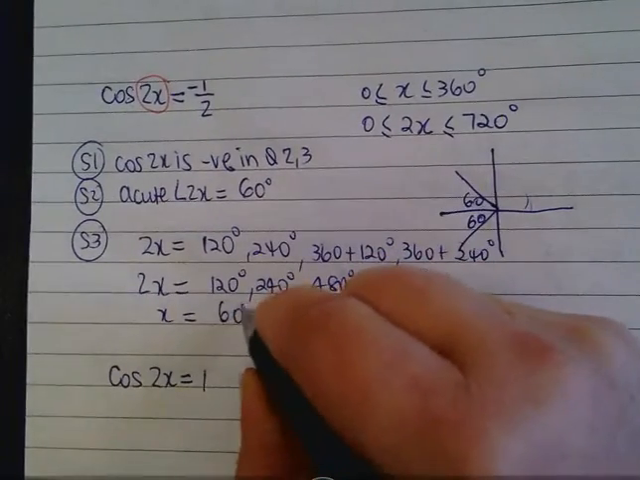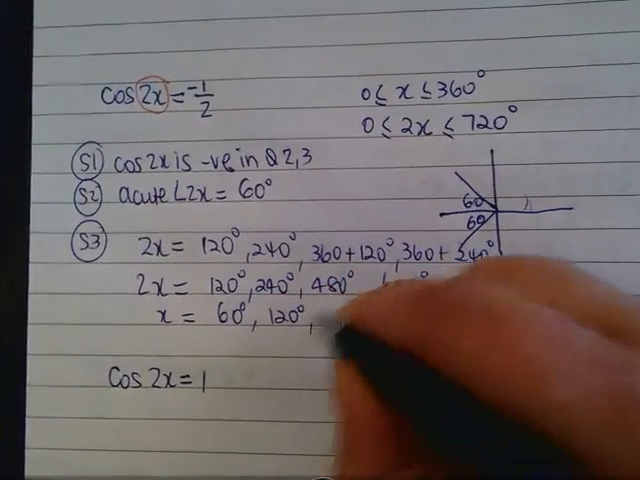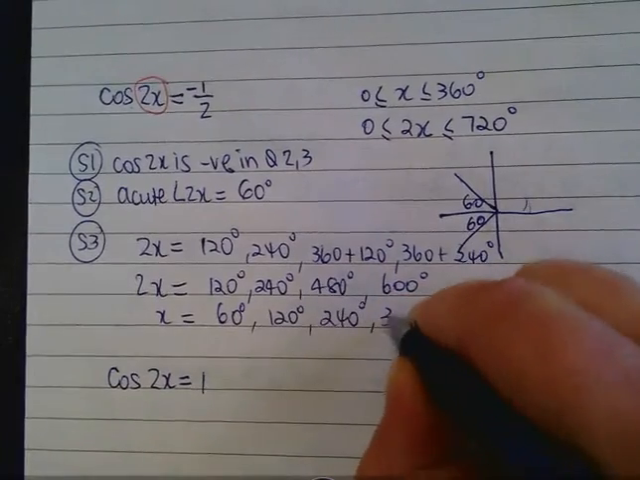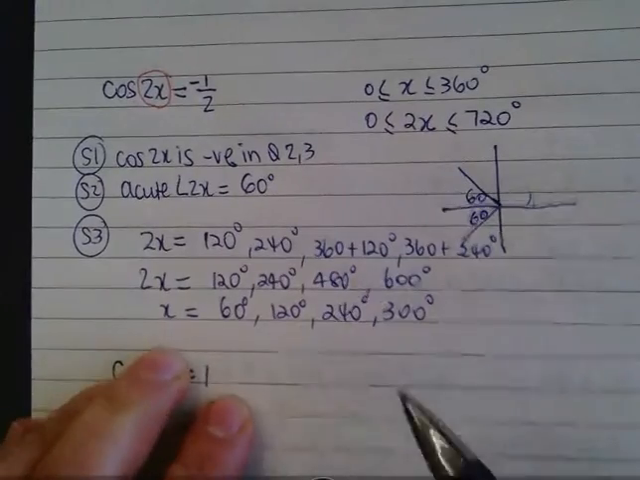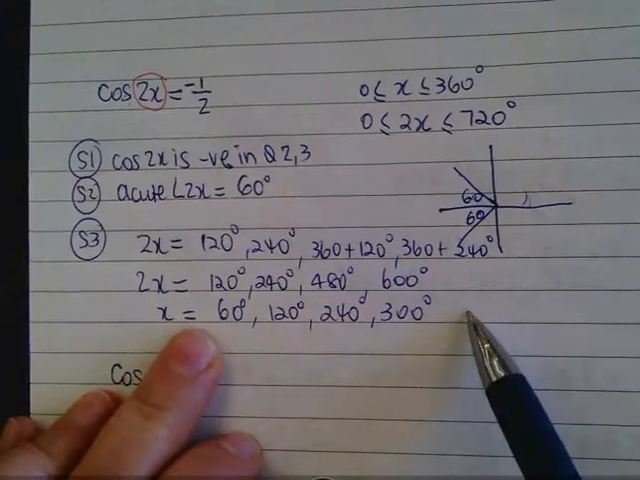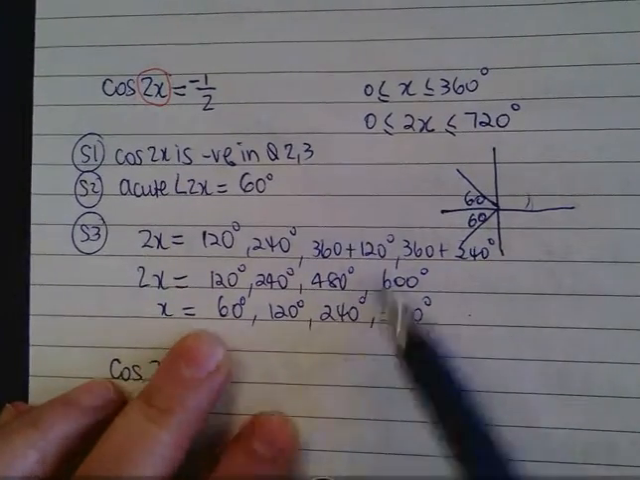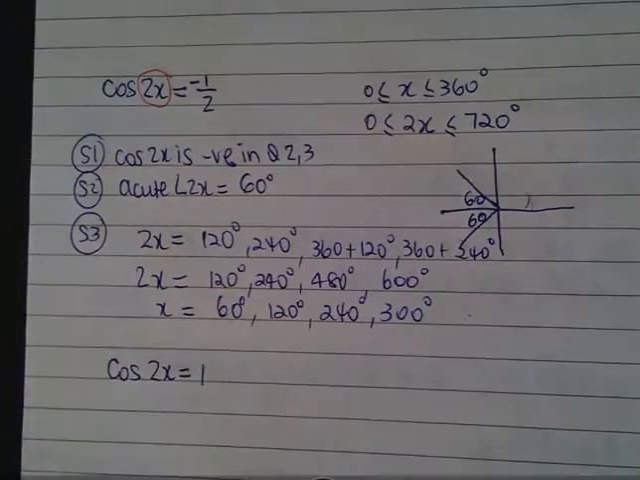Now x is, divide by 2: 60, 120, 240, 300. Notice your x solutions do lie between 0 and 360. So when you're in x, your solutions need to lie between 0 and 360.